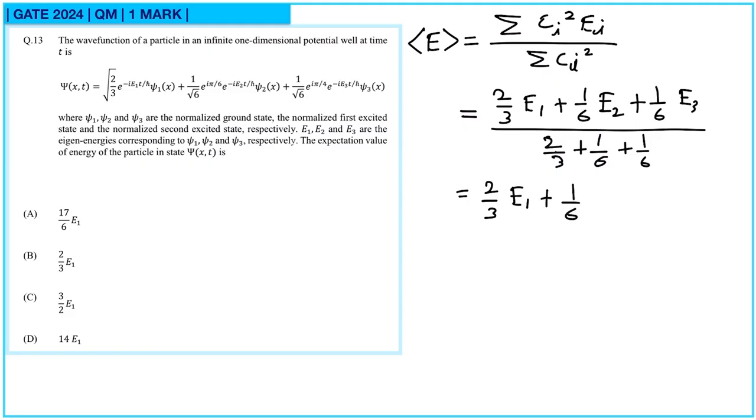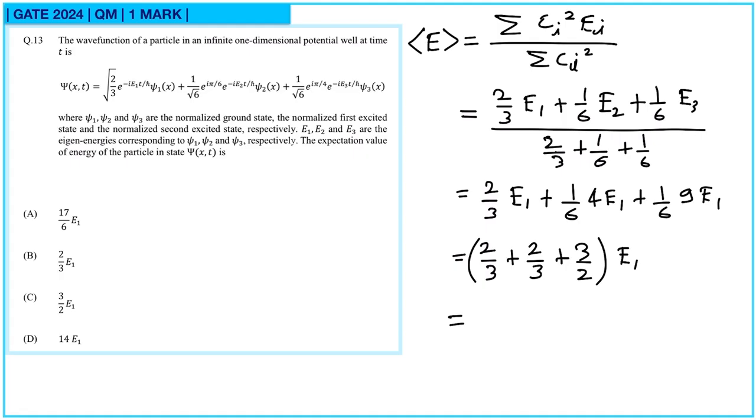Now E2 is 4 times E1. So this will be equal to 4 into E1 because it will be n square E. So 4 E1 plus 1 by 6 into E3, which is 3 square into E1, so 9 into E1. So this is equal to 2 by 3 plus 2 by 3 plus 3 by 2 into E1, which is equal to 17 by 6 E1. So here option A is correct.